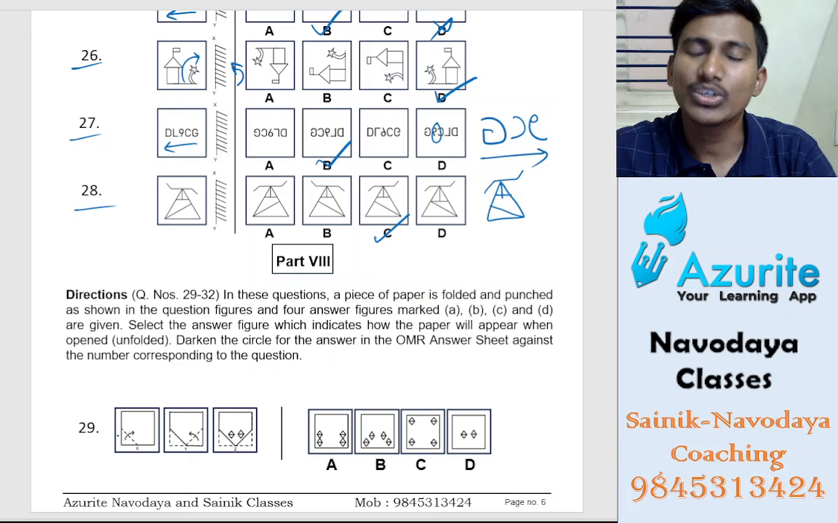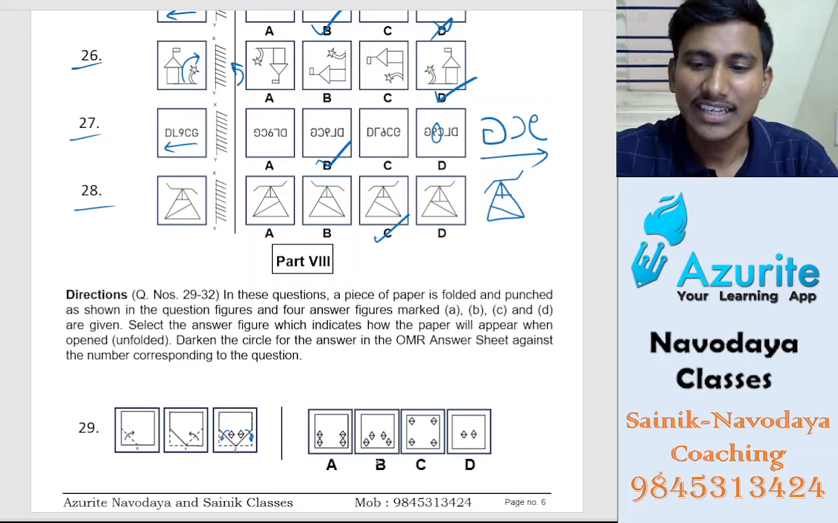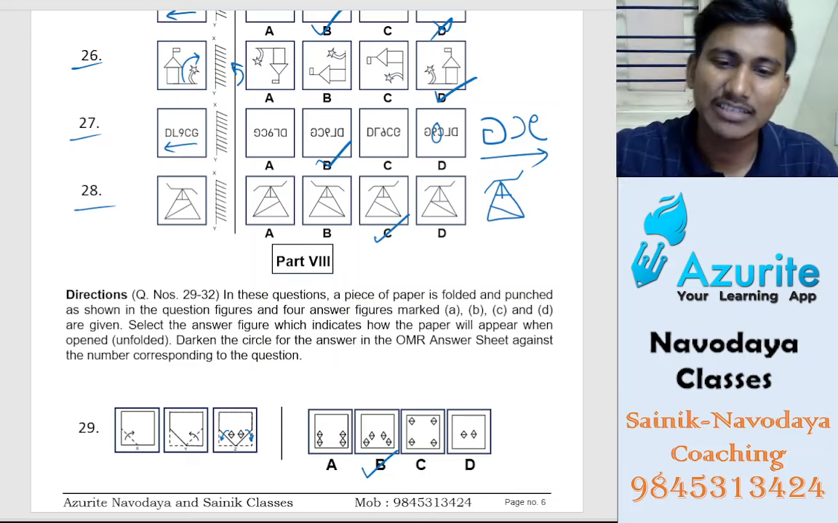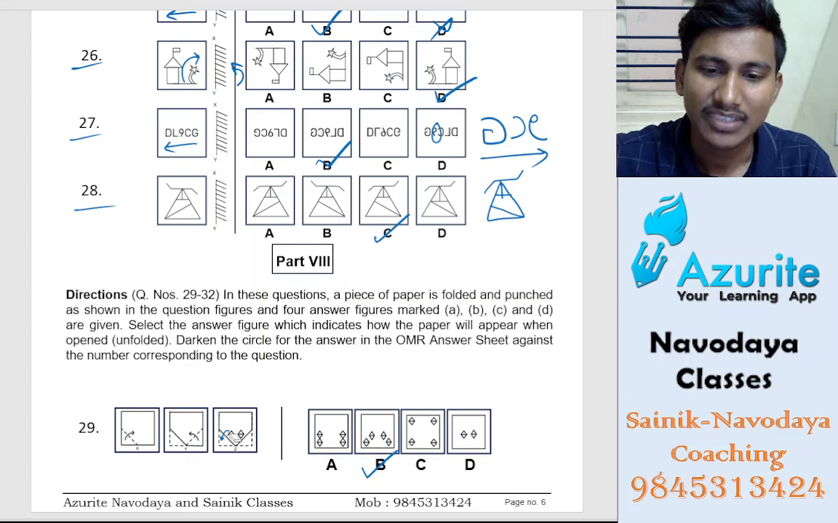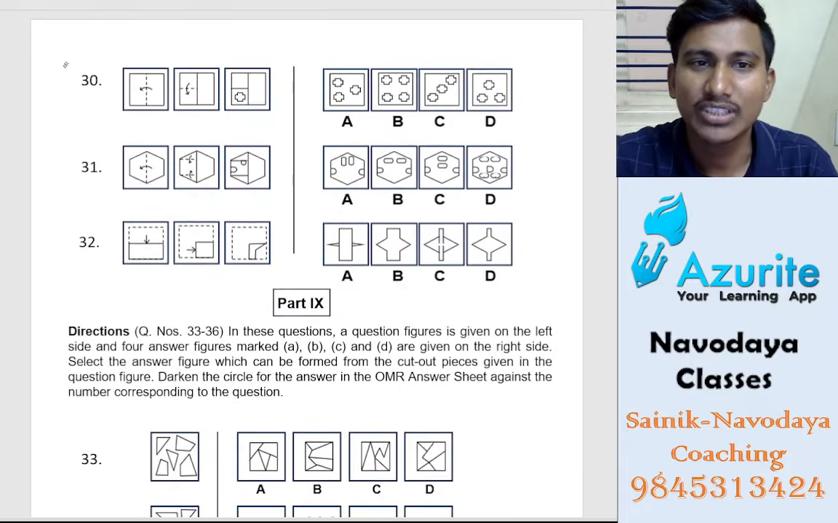29 is paper folding and cutting. So if you open it like here and here, what will be the answer? The answer will be option B here. Okay, the answer is option B. This will come here also, and this will come here also. Okay, yes, so it will come here and this will come here. So that is why the answer is option B here. Okay, and here now 30 question.